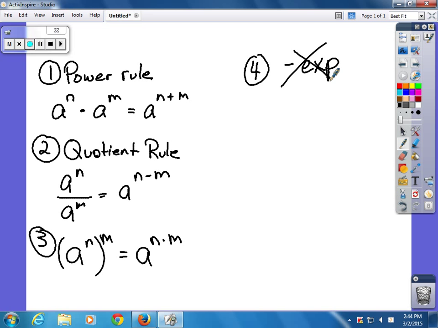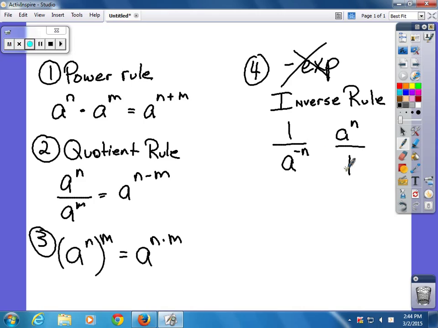So, the fourth one's called the inverse rule. The inverse rule says if I have an exponent and it's to the negative power, I can flip it and it becomes positive. And if I have an exponent that's negative up top, I flip it and it becomes positive. So that is the inverse rule.